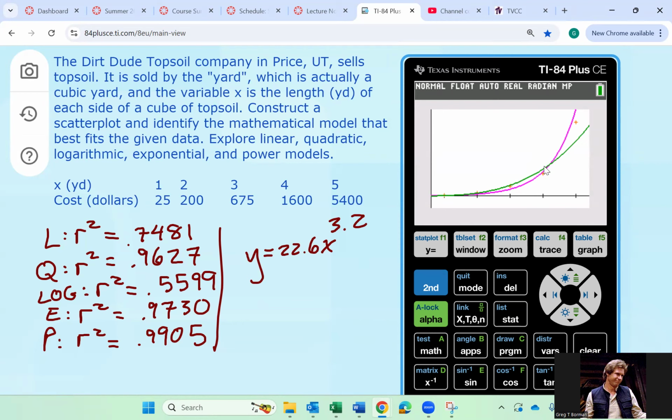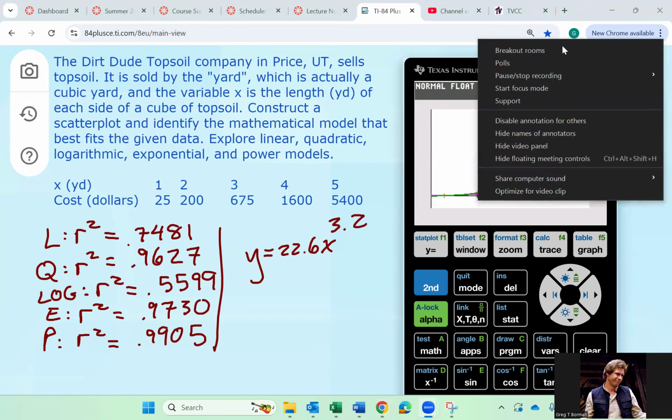It looks like exponential might continue to follow the data afterwards, closer than power. The gap here between the exponential model and the last point versus the gap here between the power model and the last point is quite a bit more. So, we would need a little more data to have an idea of how well each one performs as it keeps going. But that's how it is, and that's how it is done.